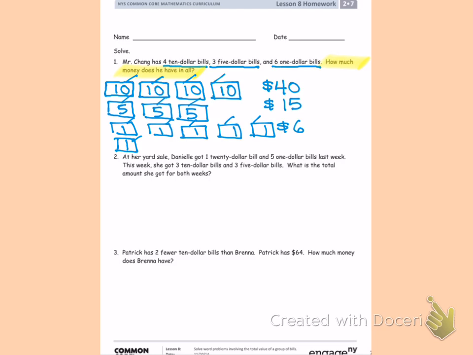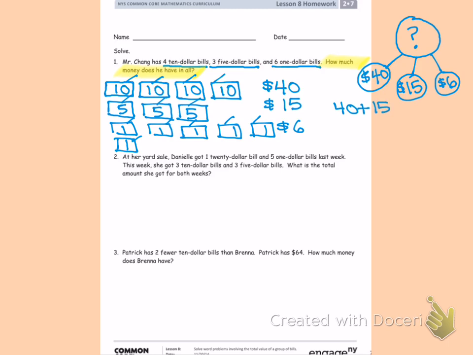If I was drawing a number bond, it would look like this. The total that Mr. Chang has has one part that's equal to $40, another part that's equal to $15, and a third part that's equal to $6. In order to figure out the whole total, I could add them together. 40 plus 15 plus 6.